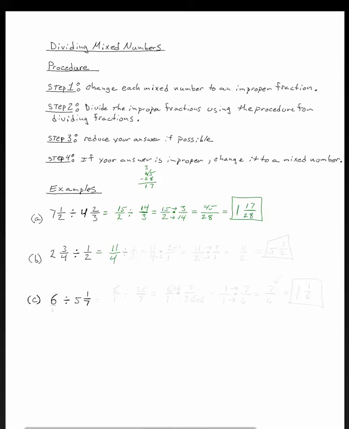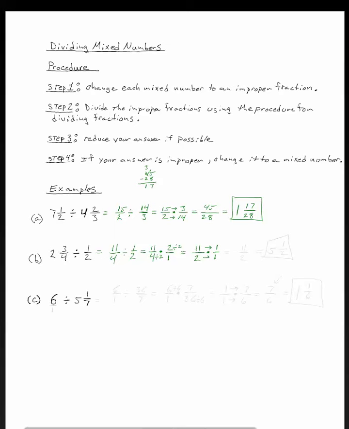divided by 1/2. Now we keep it, change it, flip it. So keep it, 11/4, change it to multiplication, flip it, 2 over 1. Now we can reduce on the diagonal with the 4 and the 2, because both 4 and 2 are divisible by 2. So we get 11 over 4 divided by 2 is 2, times 2 divided by 2 is 1 over 1.